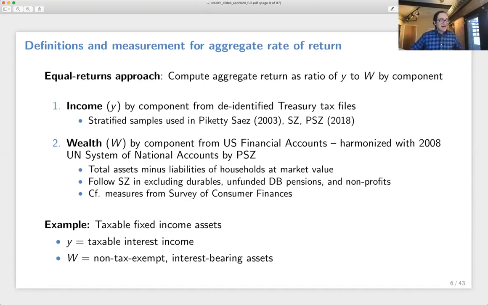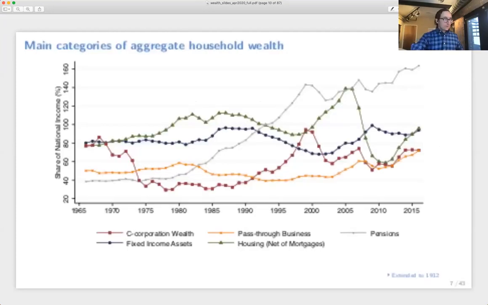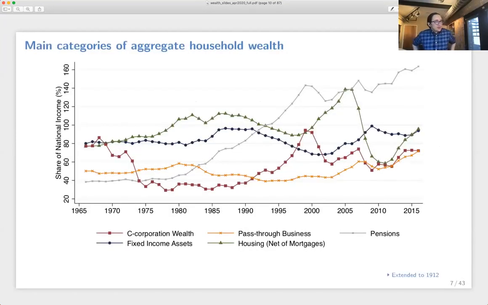Okay, so the flow you want to have in mind is taxable interest income. This would be the interest income that shows up on a person's tax returns. And W is going to be non-tax-exempt interest-bearing assets. This graph just shows aggregates for the different categories, scaled by national income. This is not all of national wealth, just the 5 most important categories. C corporation wealth includes public equity and also private equity in C corporation form, your traditional corporations.